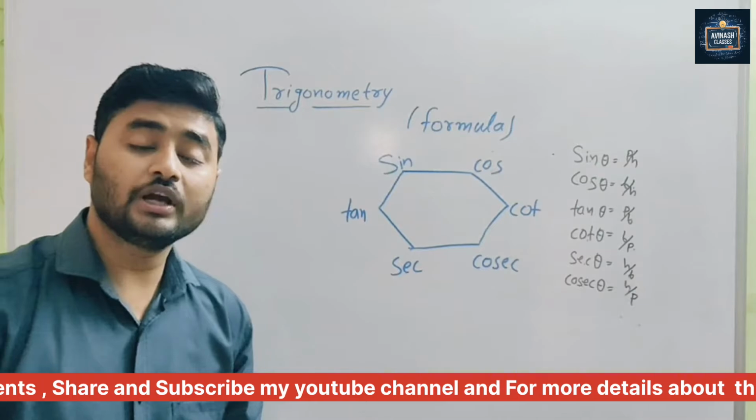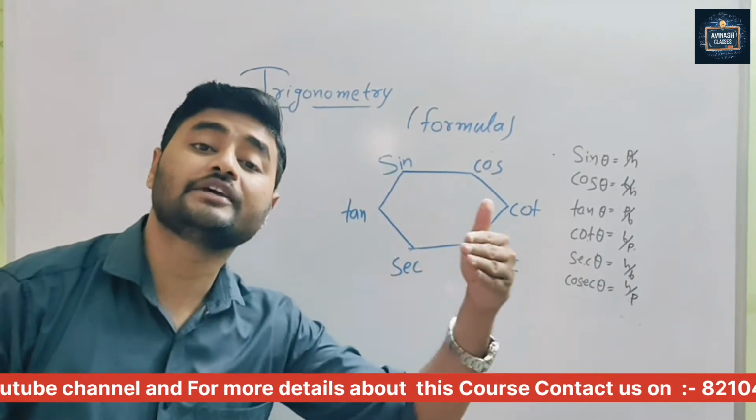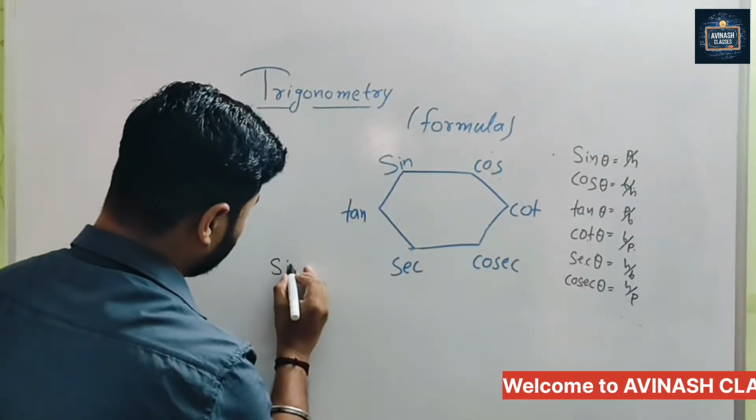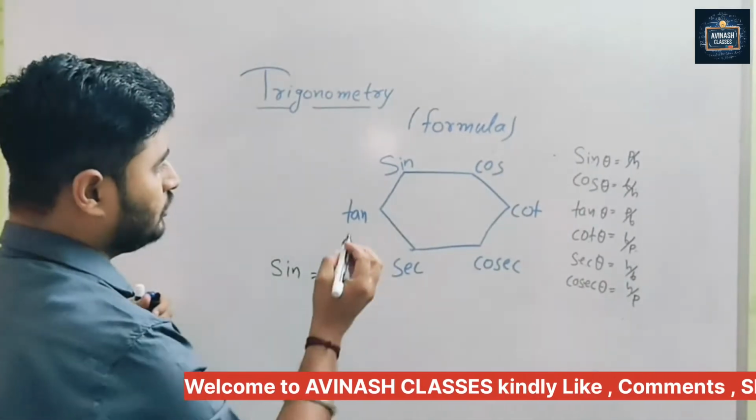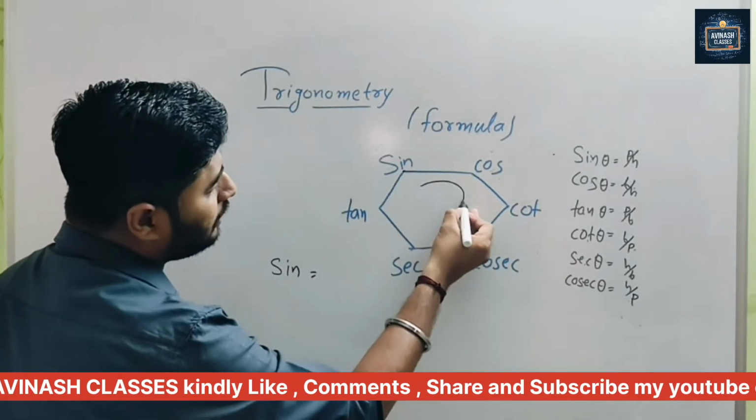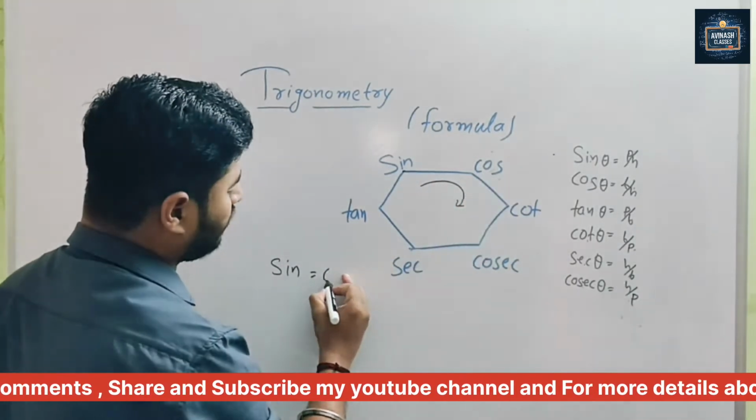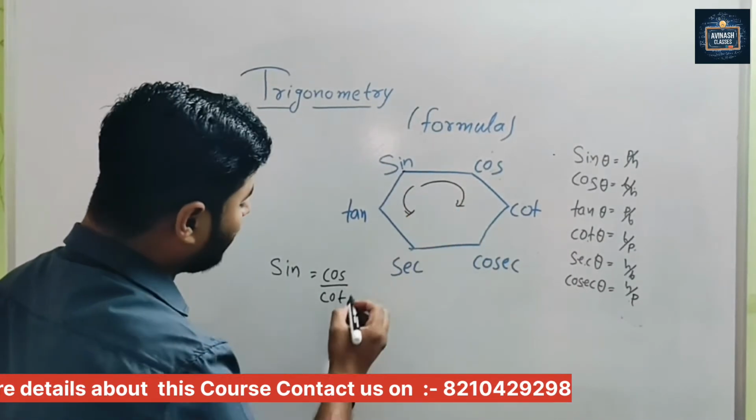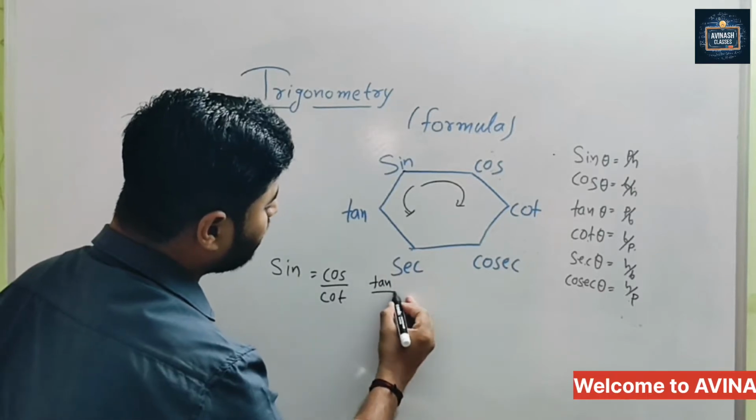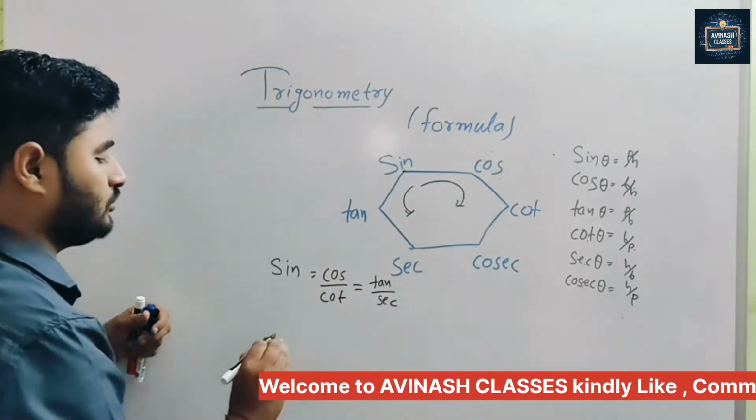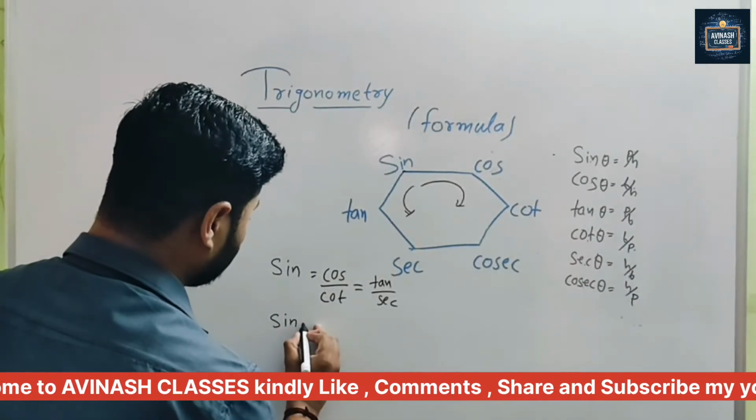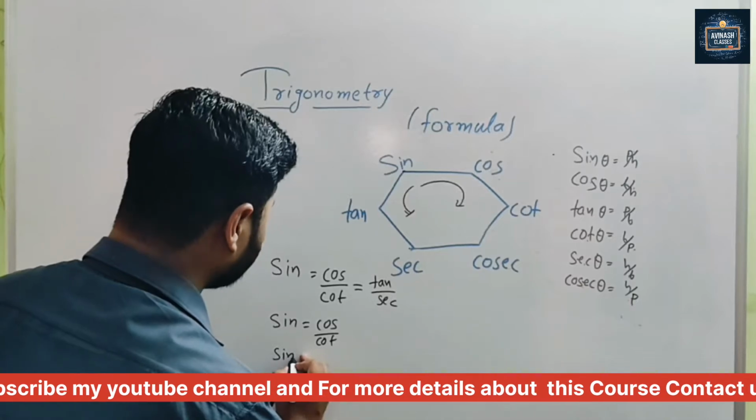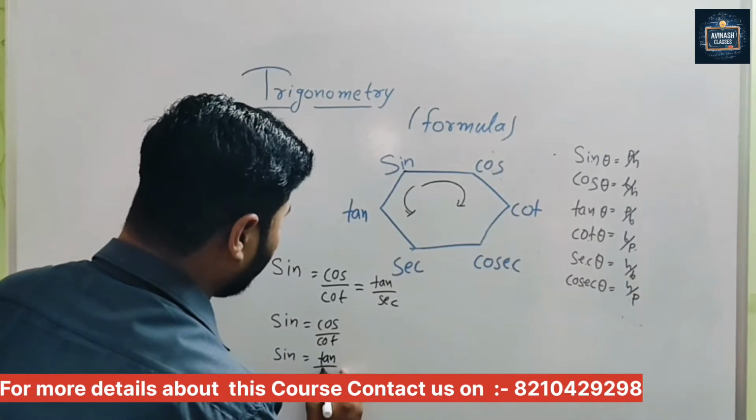Now today we are going to learn the formula based on ratio. When we write sin, sin is equal to, we have to take sin. First we move clockwise: cos by cot. If you move anti-clockwise, then what do we get? Tan by sec. All these are equal. So sin is equal to cos by cot, and again sin is equal to tan by sec.